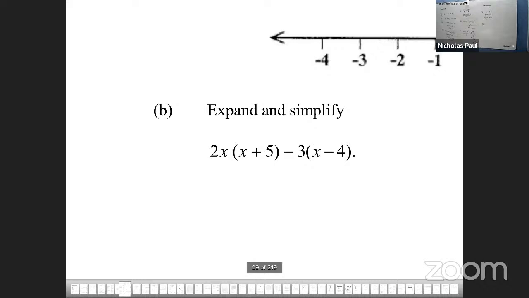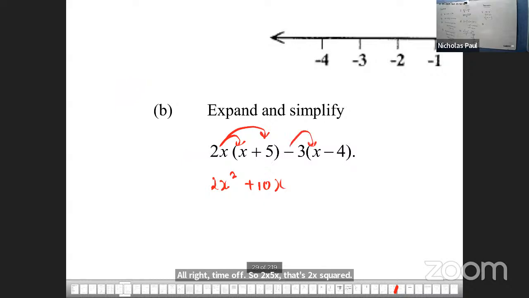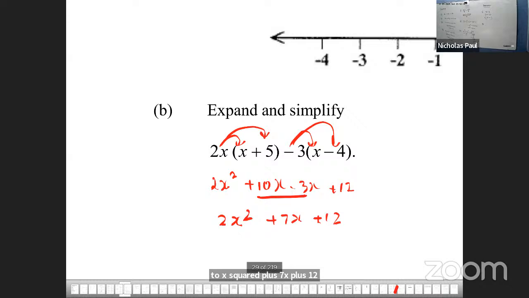All right, time up. So 2x by x, that's 2x squared. 2x by 5, that's 10x. Minus 3 by x, minus 3 by minus 4. Right? And all we could do is add the x's together, right? 2x squared plus 7x plus 12. Are we done? Everybody got that? Yeah? Remember, you can't go further than that, right? Because we have a squared, an x, and a constant. We cannot go further than that. That's okay? Let's go again.